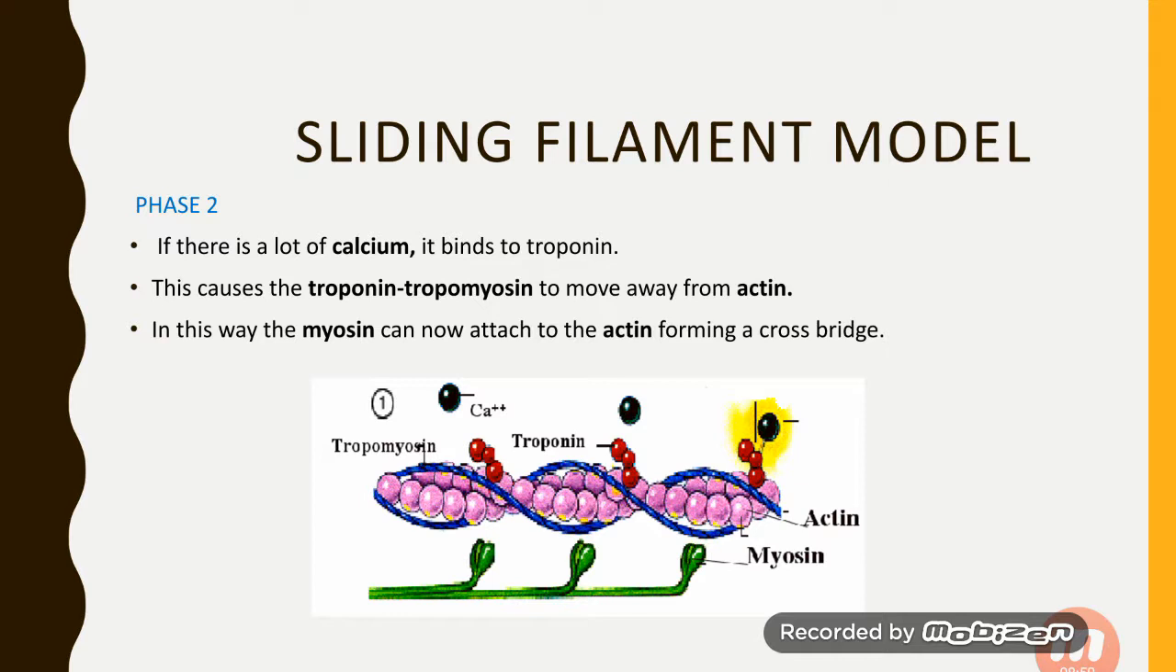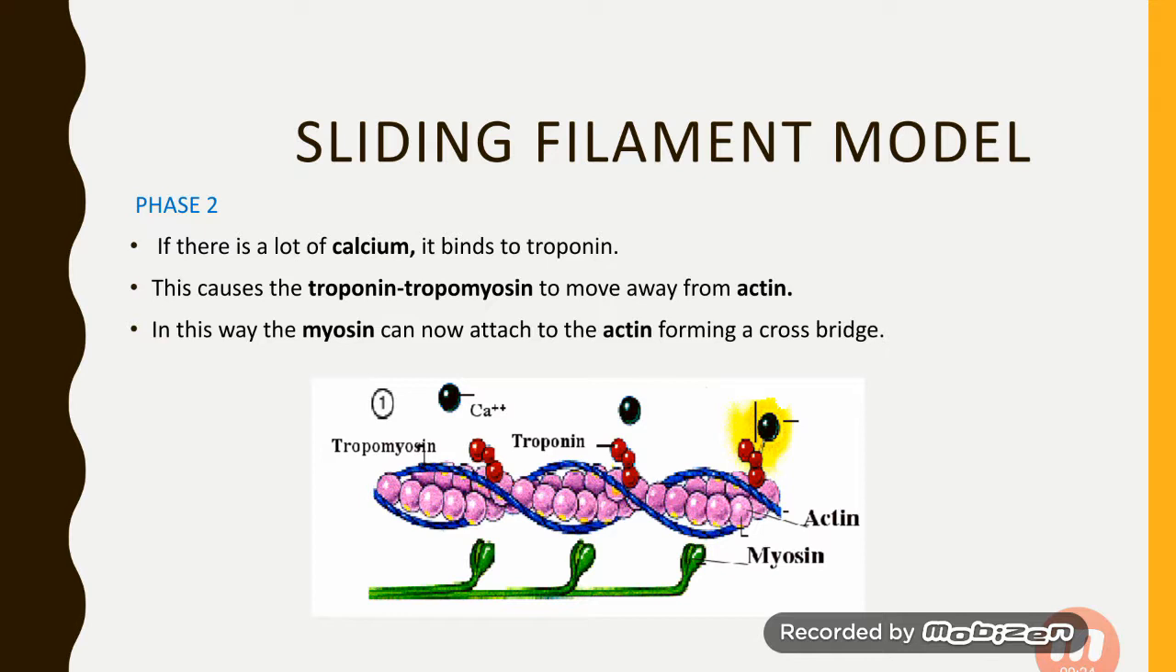Now what will happen here? The I band shortens, the H zone disappears, Z lines are brought closer together, and A bands move closer together but do not change in length. Now how are the cross bridges controlled?